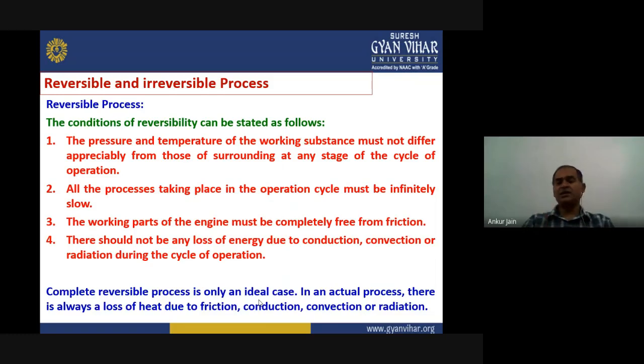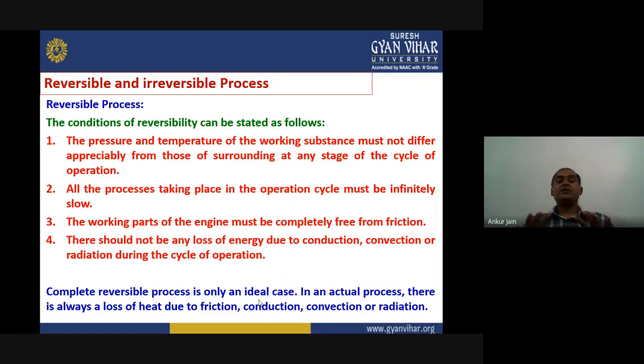The third one is the working parts of the engine must be completely free from friction. Of course, if there is some friction, the machine or any system has to work against that friction, and during that work it will lose some energy to oppose the friction. That means the working part should be friction free, right? The fourth point is there should not be any loss due to conduction, convection, and radiation, or any other process during the cycle of operation.